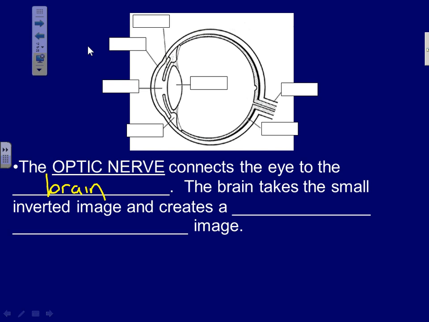The brain takes the small inverted image and creates a large upright image. Now, I don't know if we'll be able to see it, but I'll see if I can give this a shot. Let me just show it. Let me get something here.